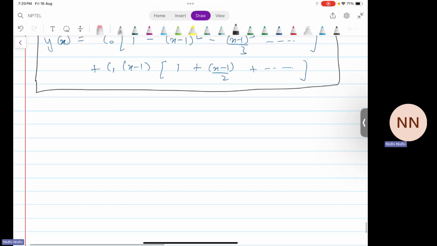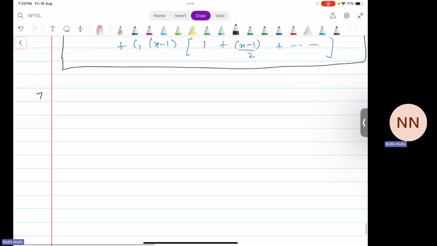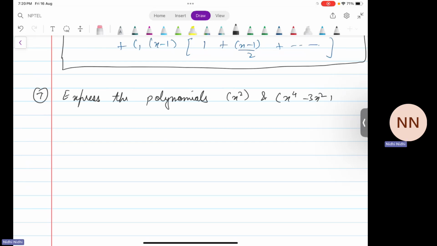Let's move to the next question. Question 7. Express the polynomials x square and x power 4 minus 3x square plus x in terms of Legendre polynomials.